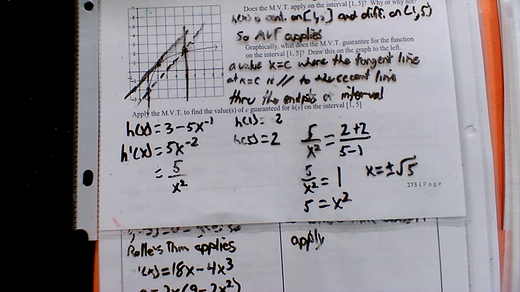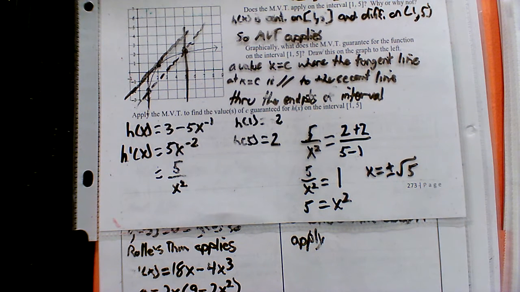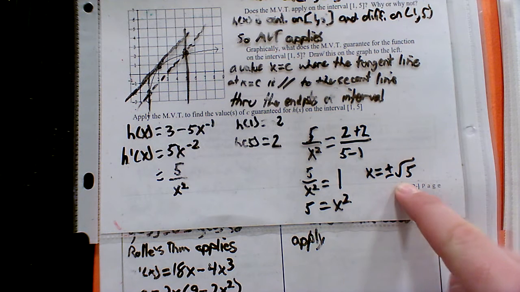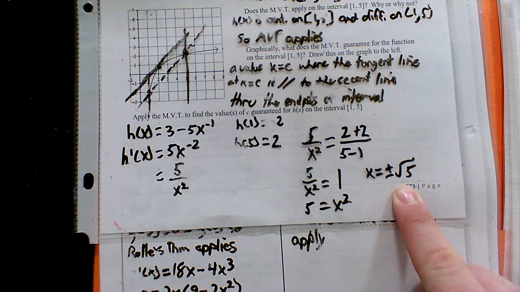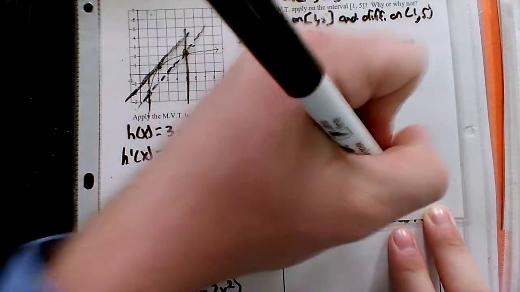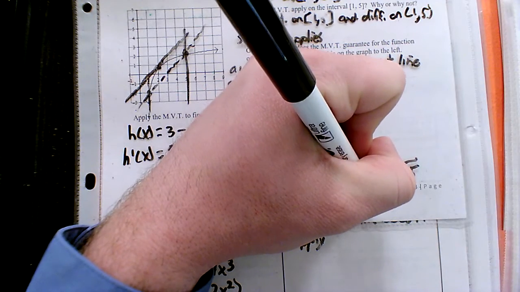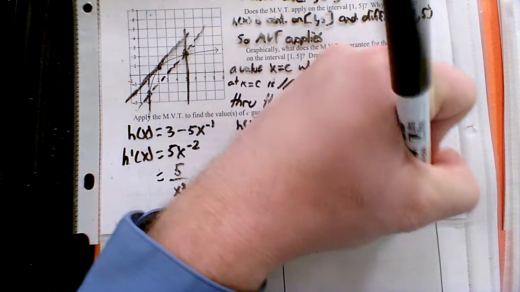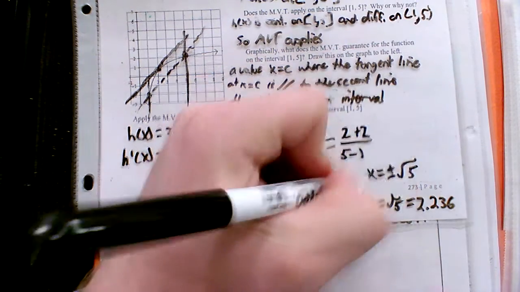So we're almost there. We said there's some x value, a c value, which is an x value, in between our endpoints that would guarantee where that tangent line is parallel. Well, I got two values here. Does it make sense? Would both of these values be within that interval? No. Only one of them. Which one? Positive square root of 5. So if you want to find the decimal version of that, our c value, the positive square root of 5, is 2.236.